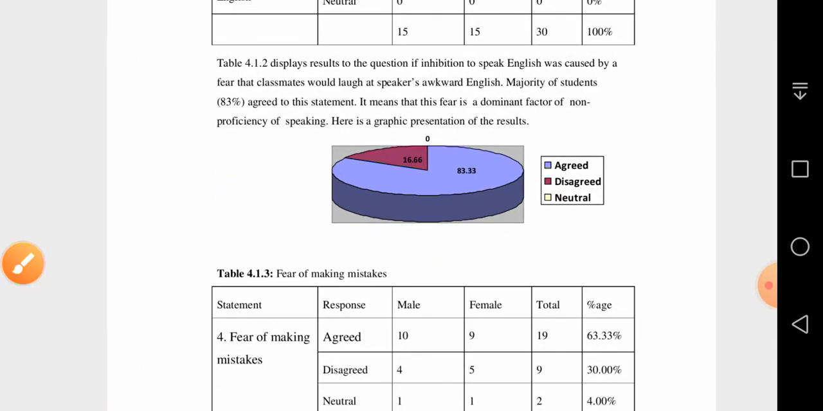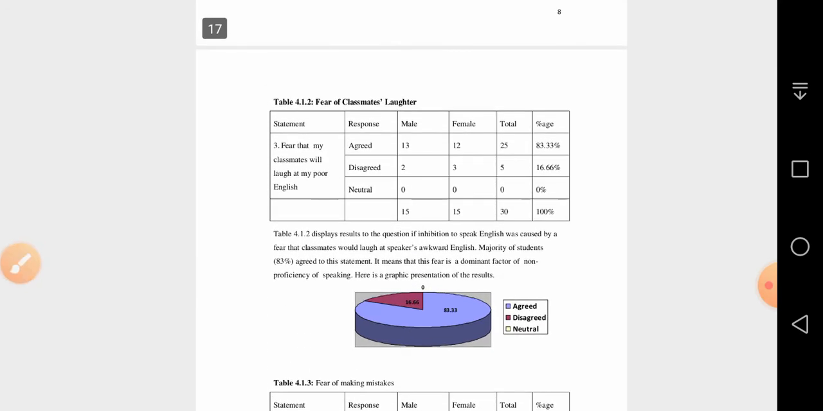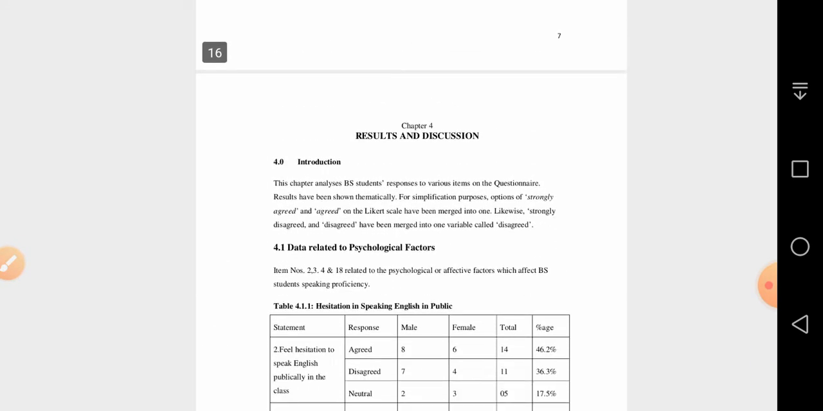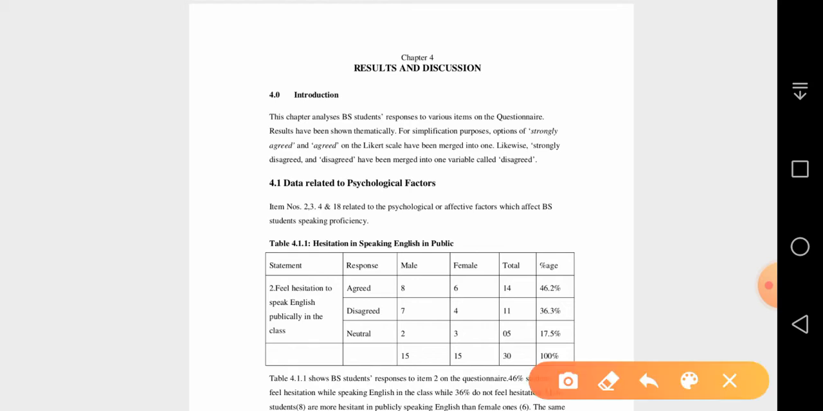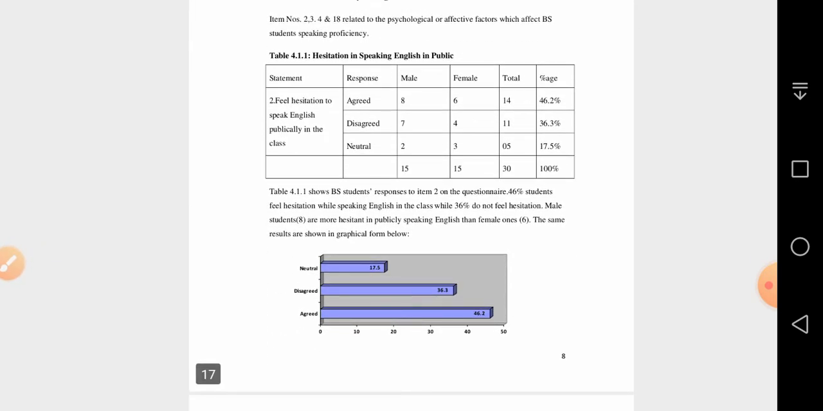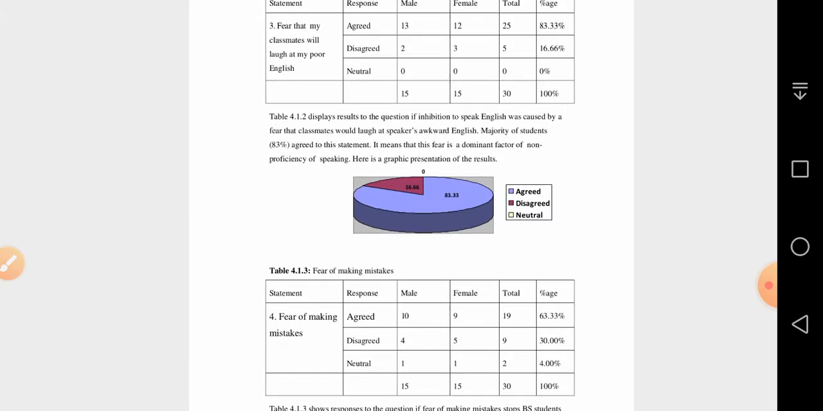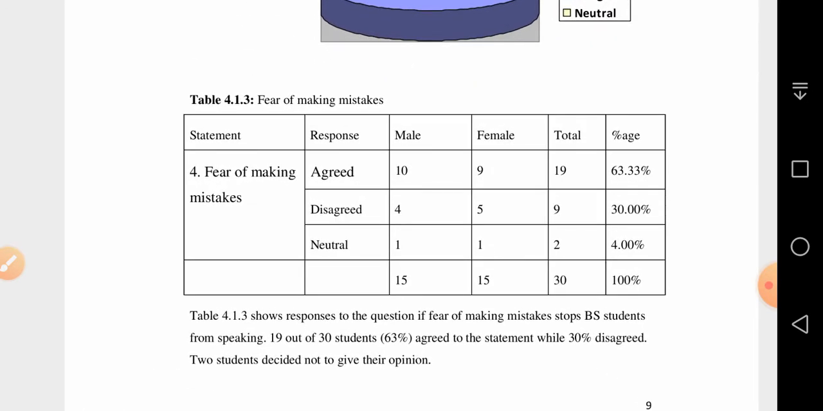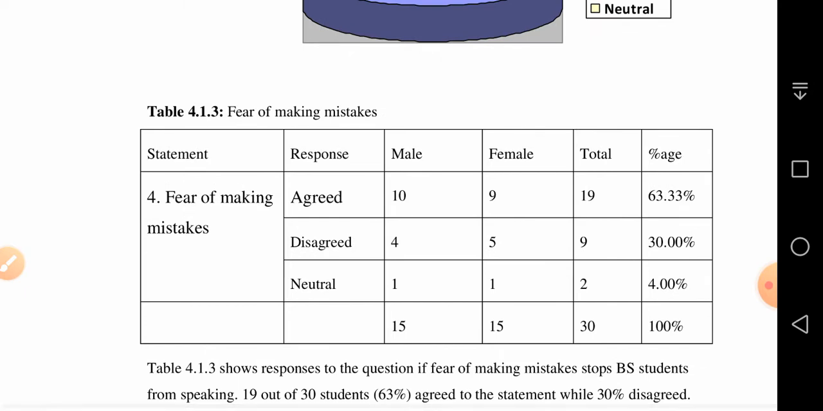Okay, now you can see chapter number 4 in front of you as I'm scrolling up. Here, beautifully written, the margin is 1.25 inches on the left, 1 inch on the right, and each data is being discussed systematically. Now we are discussing psychological factors. Here is another psychological factor, fear of making mistakes.